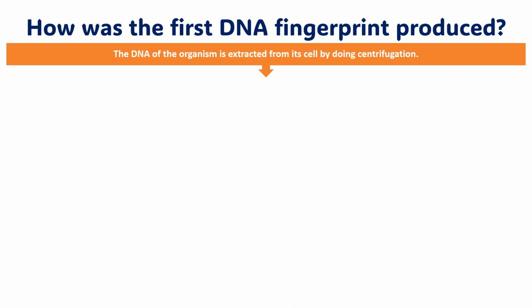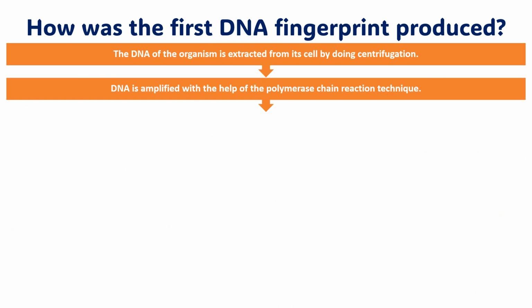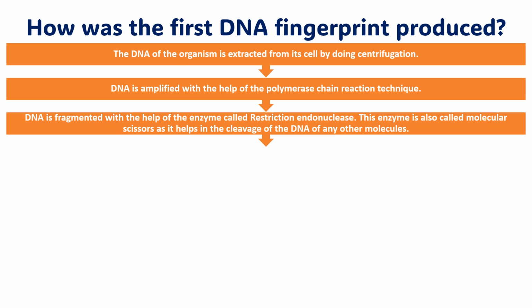In this case, the first step is that DNA needs to be extracted from the cells by doing centrifugation. So DNA isolation is the first step. DNA is taken from the cell and purified via chemical processing and centrifugation methods. After that, if the DNA amount is very low, then we are going to increase the number. We are going to amplify it through polymerase chain reaction, or PCR. So amplification if required, and after that, the DNA is going to be fragmented by digestion with molecular scissors, which is the restriction endonuclease enzyme.